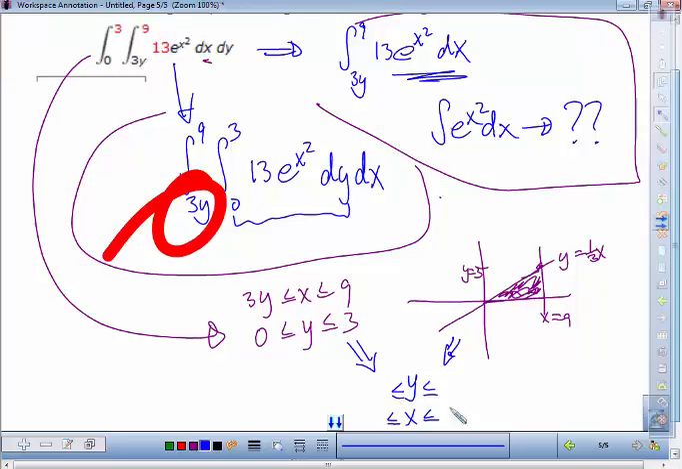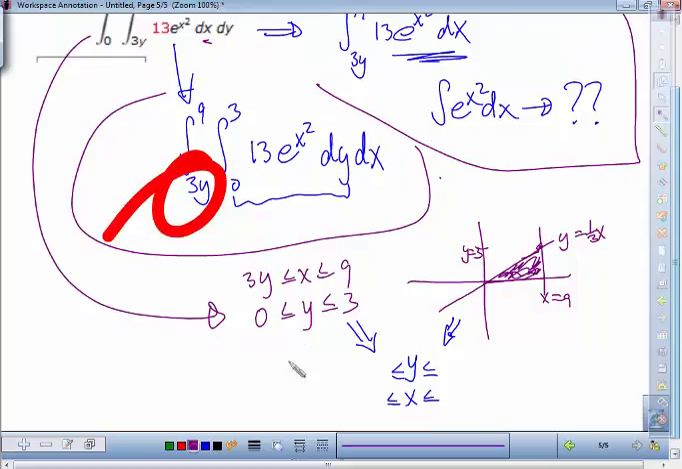So how do we do that? If you integrate with respect to y first, draw a line parallel to the y-axis. You enter the region where y equals 0. You exit the region where y equals 1/3 x. And then your x limits go from 0 to 9.